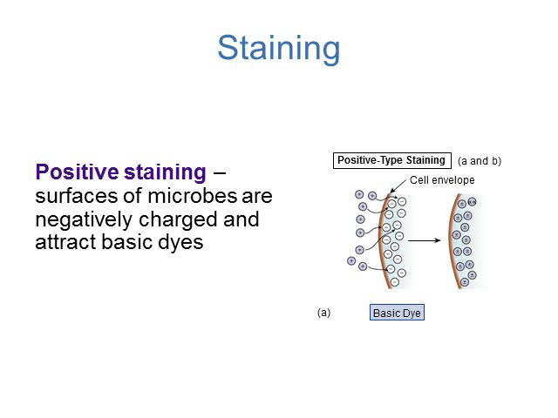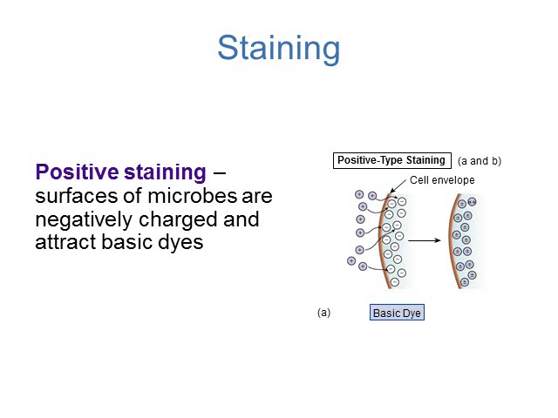Once you have your heat fixed mount or your heat fixed slide, that's when you can start doing the fun part, which is the staining part. So staining, we use this to increase the contrast so we can actually see the bacteria cells, and they're not just white blobs that you can't really see very well.